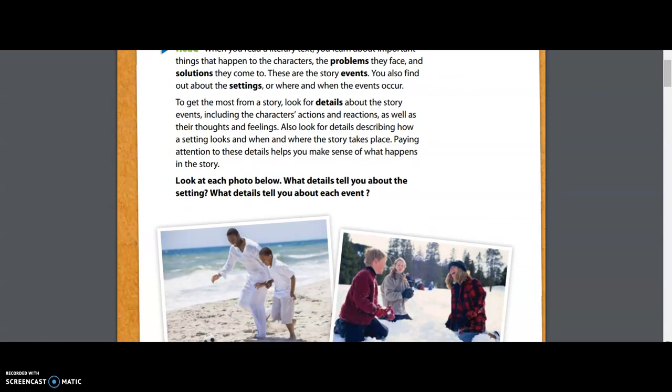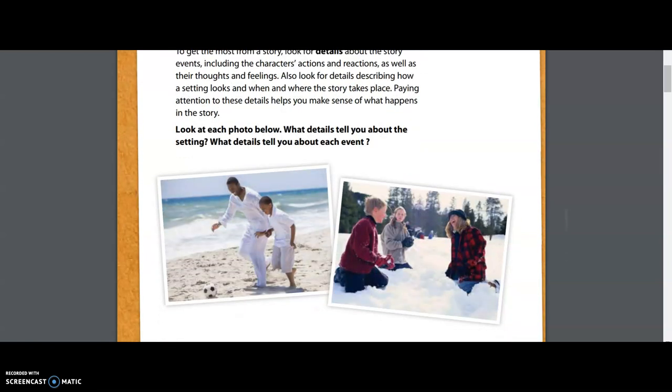It says to get the most from a story, look for details about the story events, including the characters' actions and reactions, as well as their thoughts and feelings. So when we mention details, what we're really referring to are those different sentences throughout our story that add to the support of our events. Also look for details describing how a setting looks, and when and where the story takes place. Paying attention to these details helps you to make sense of what happens in the story.